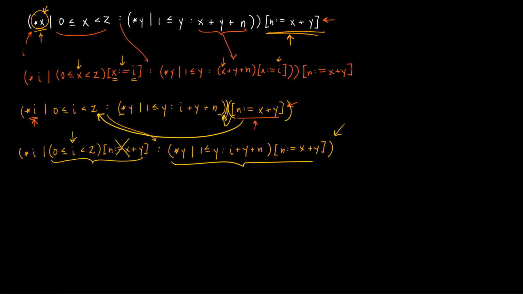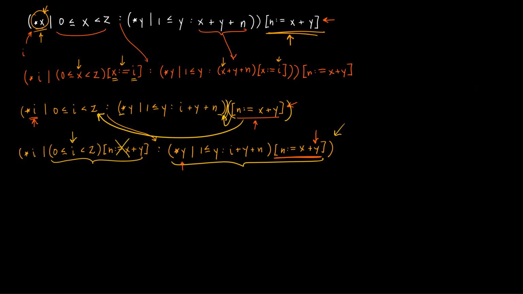This one, however, is another textual substitution into a quantification. So we have to take into consideration our rules again. So we take a look at the dummy variable present in this quantification. This is y. Does y occur free in x plus y? Yes, it does. Much like x did, y also occurs free in this expression. So we need to perform the same process again.